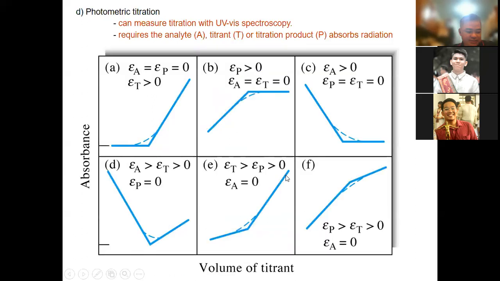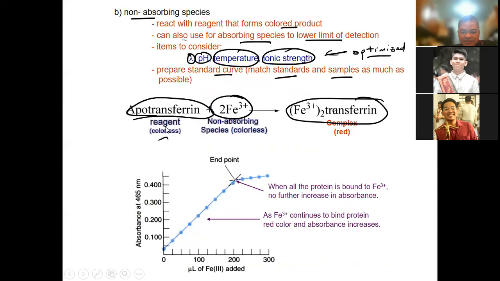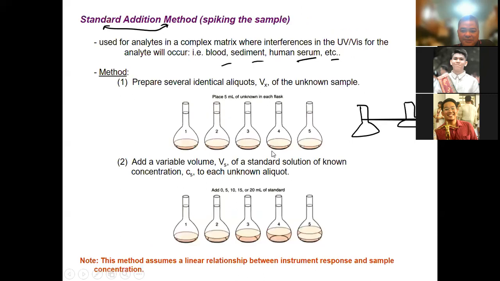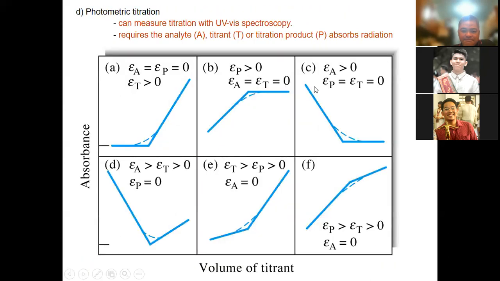And last that you're going to have here is the photometric titration. So it's similar to what you did here, titrant reacting with a non-absorbing species. So you require the analyte or the titrant or the titration product to absorb like this. So ito yung application ng UV-Vis.